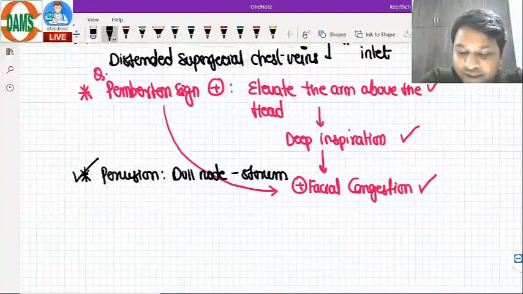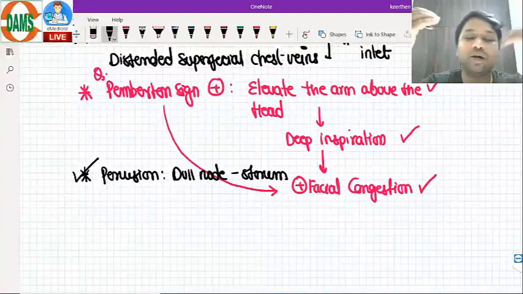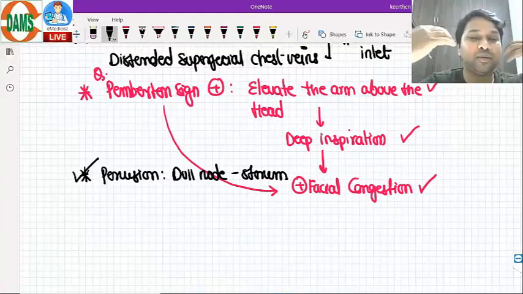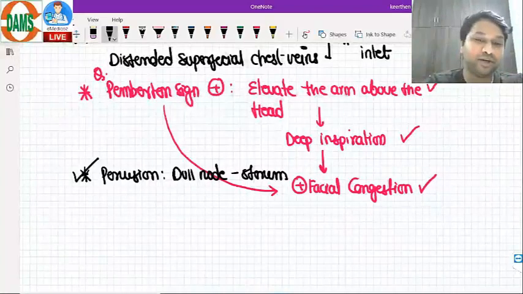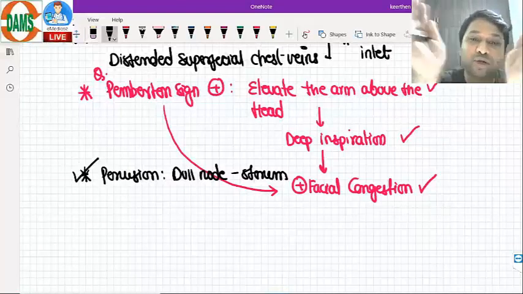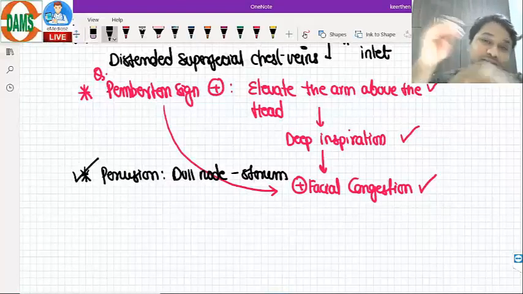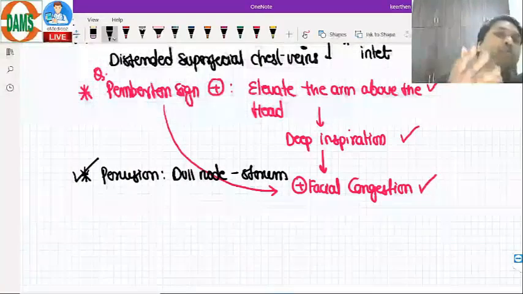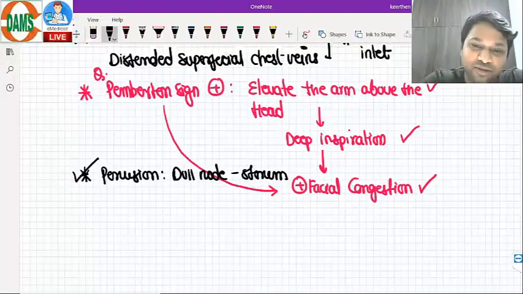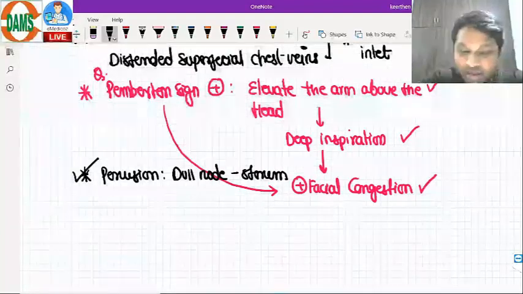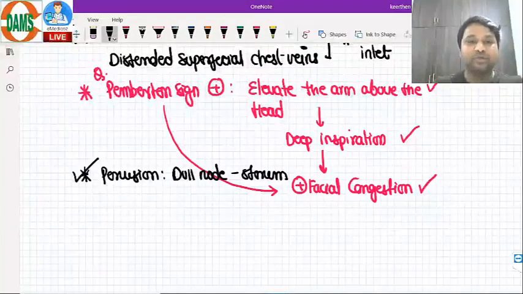It is not flushing, it is congestion. The veins will not be able to drain. The neck veins drain into the SVC, but when you elevate the arm, you further narrow your thoracic inlet. So the draining is further hampered and there is more pooling of blood on the face, causing facial congestion. As I just told you, it obliterates the thoracic inlet.